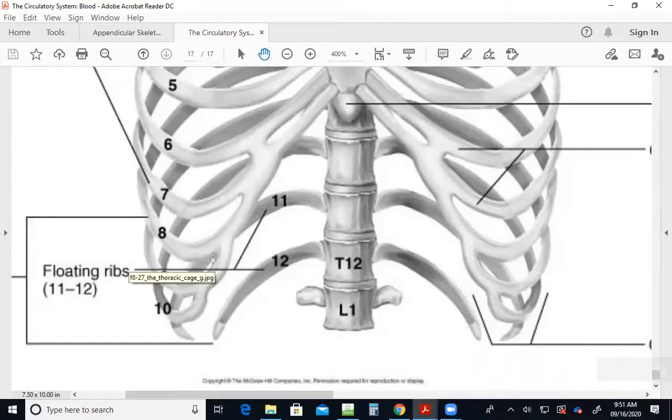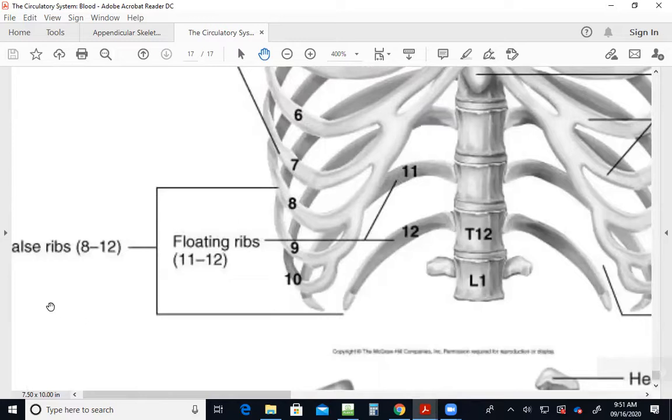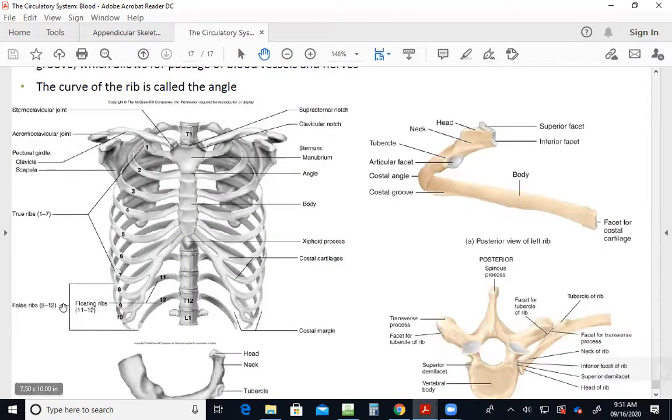The rest do not, which includes 8, 9, and 10, which are false ribs. Floating ribs have no connection whatsoever to our sternum. They float. Now, floating ribs are also false, but 8, 9, and 10 are not floating. Does that make sense? So you can be false but not floating, but you can't be floating and not false. Okay. So in this image, make sure you can identify the 3 classifications of ribs. And then everything on the right side of the image.